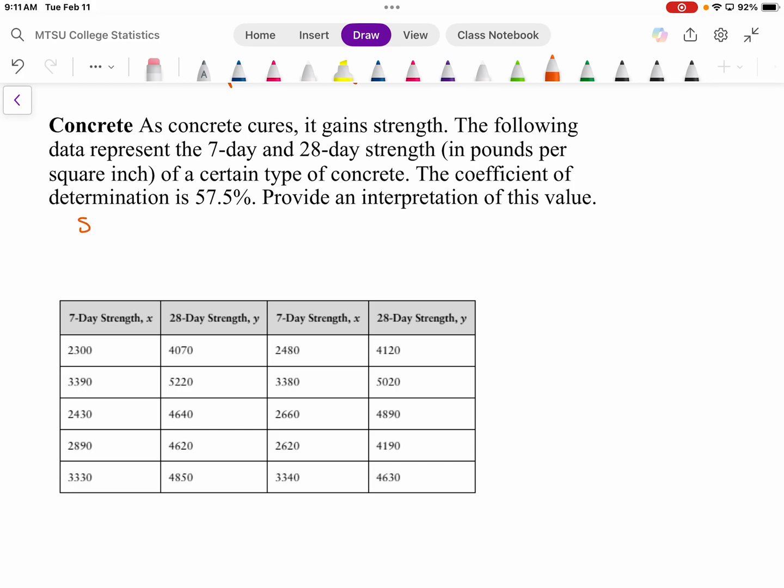I'm going to say that 57.5% of the variation in, the hard thing here is the strength, variation in 28-day strength is explained by the 7-day strength.